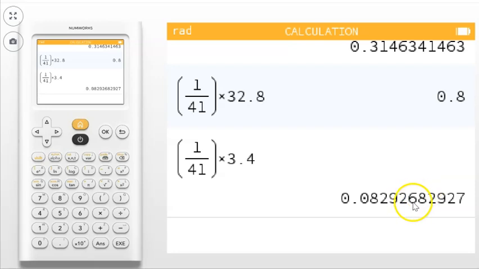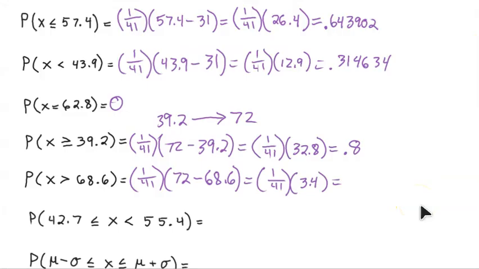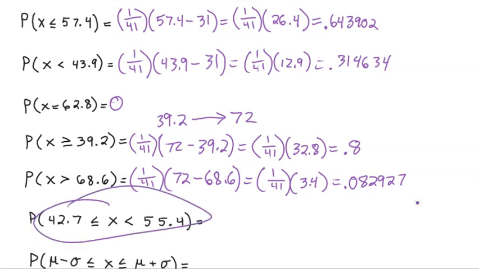And that gives us 0.08297. Okay. All right. Now we've got a between here.